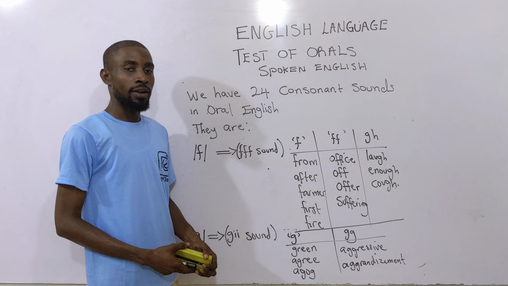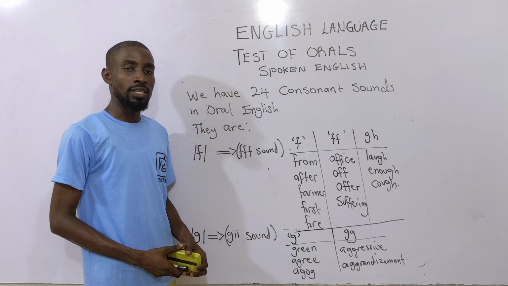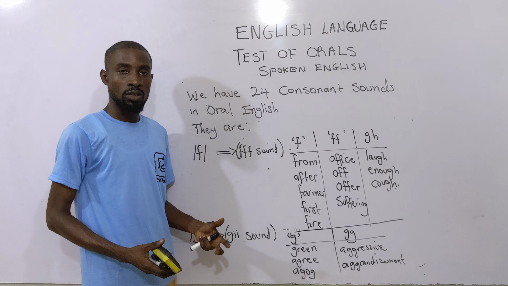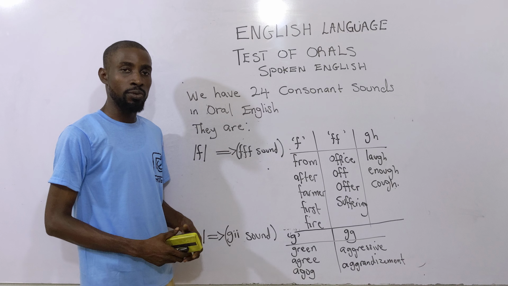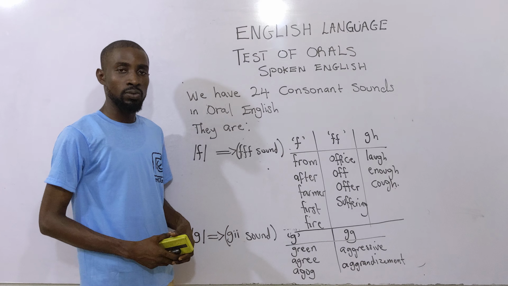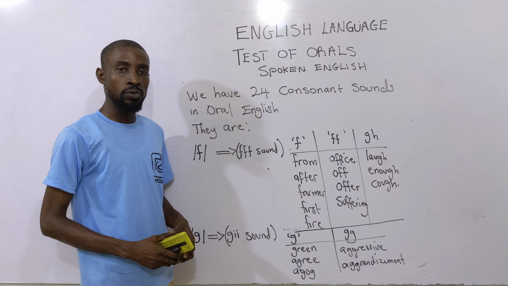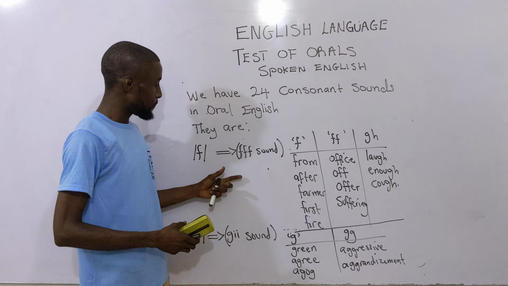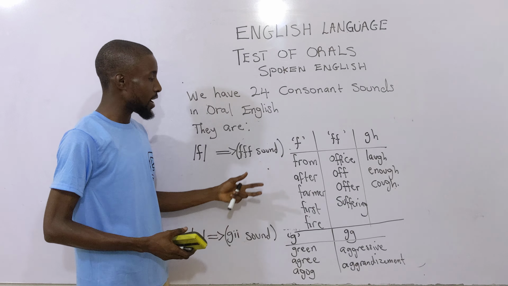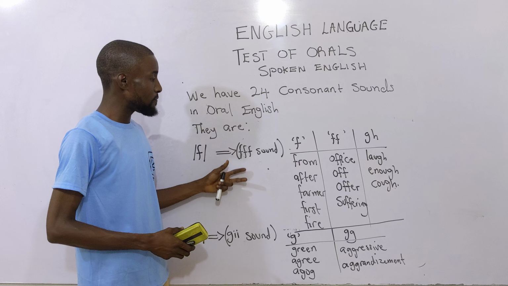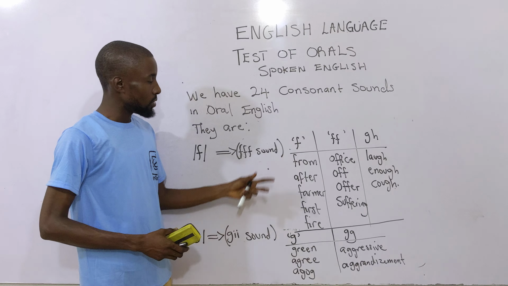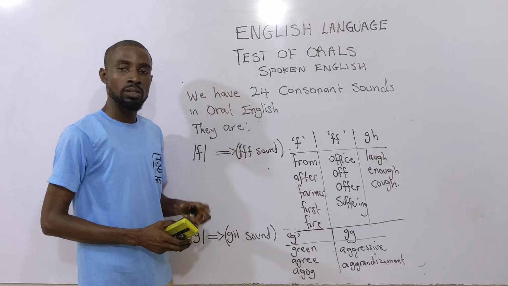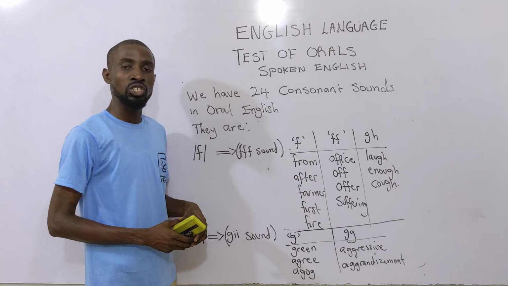All right, welcome back. We're still looking at the test of R's. We had earlier looked at about two sounds. This time around, we are looking at other sounds that we have in spoken English. And we have what they call the F sound. We can find the F sound in words with single F, words with double F, and words with GH.